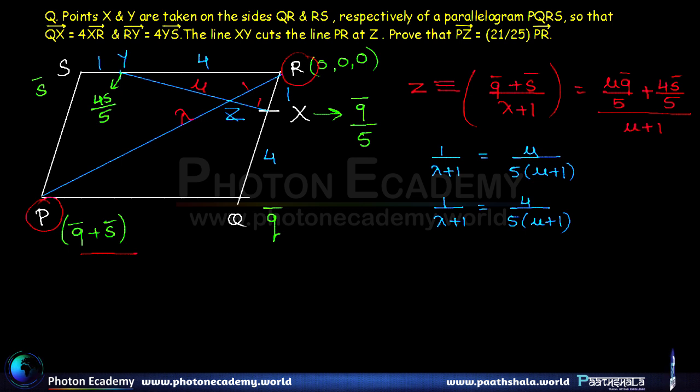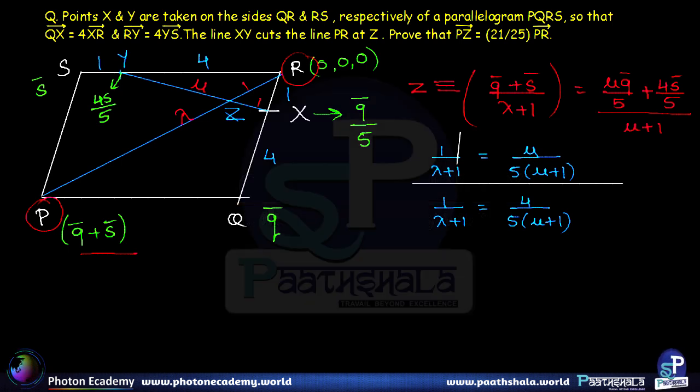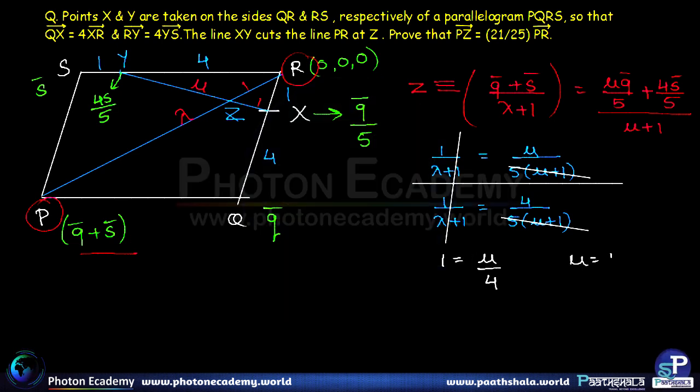So now we have two equations and two variables. We can find out the value. First, let us divide both of these equations. So lambda plus 1 will get cancelled and 5 mu plus 1 will also get cancelled. So we are getting 1 is equal to mu by 4. So mu is equal to 4.